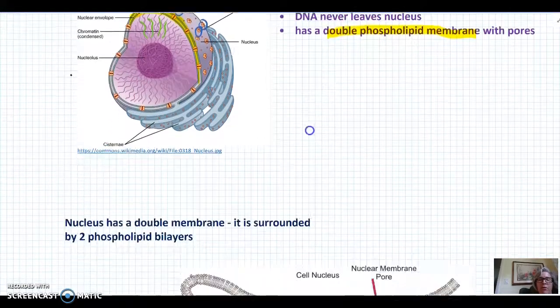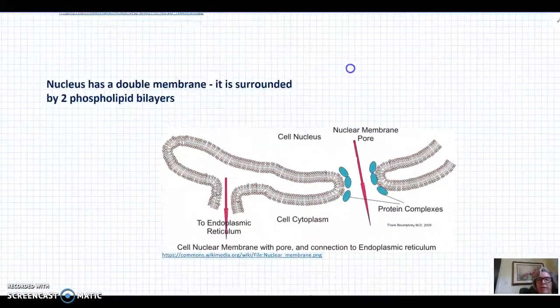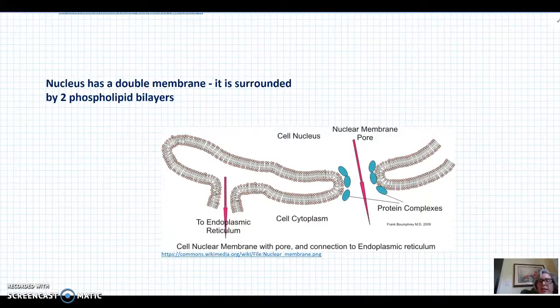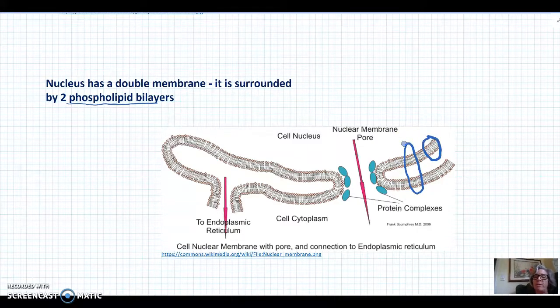So I want to look at the structure of this membrane a little bit closer. As I said, the nuclear membrane or the nuclear envelope, it's a double membrane. It's surrounded by two phospholipid bilayers. So you can look here, you can see here's a phospholipid bilayer, but together the nuclear membrane is actually made up of these two phospholipid bilayers. So four layers of lipids surrounding the nucleus protecting this DNA. But there are pores, so holes in the membrane that allow things to come and go.